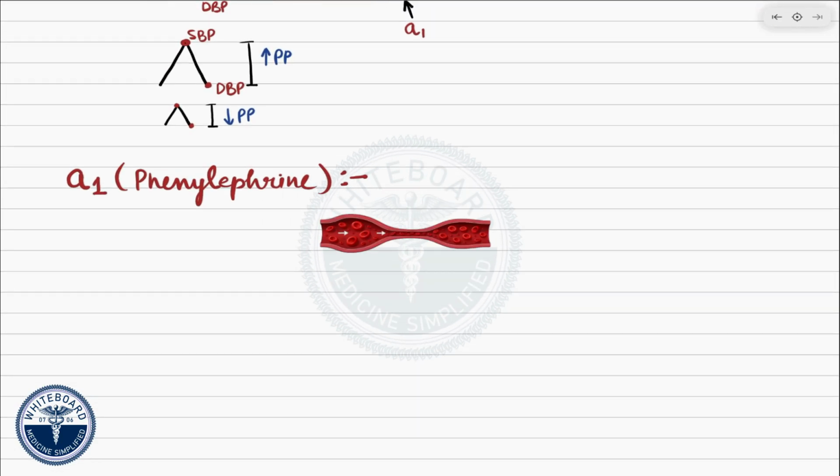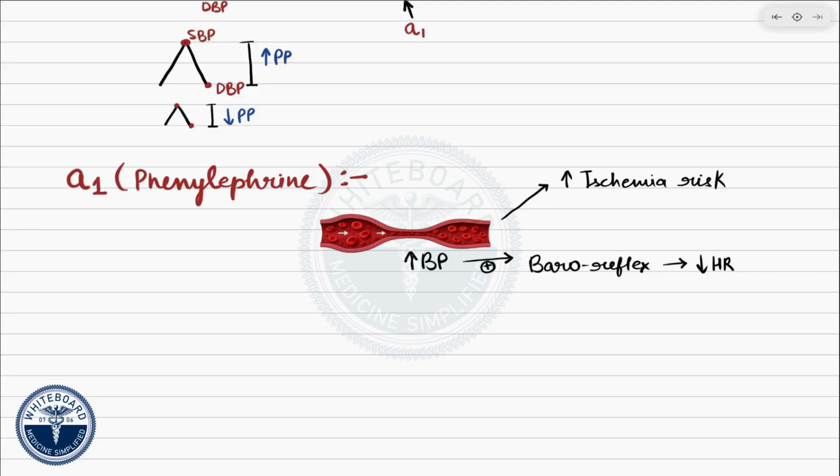Remember, vasoconstriction is a double-edged sword. While it helps increase blood pressure, excessive vasoconstriction can reduce blood flow to tissues and increase the risk of ischemia, especially in vital organs such as the heart. In addition, the sudden rise in blood pressure may trigger the baroreceptor reflex, leading to reflex bradycardia. Therefore, although phenylephrine can increase blood pressure, its systemic use is limited and must be used cautiously.